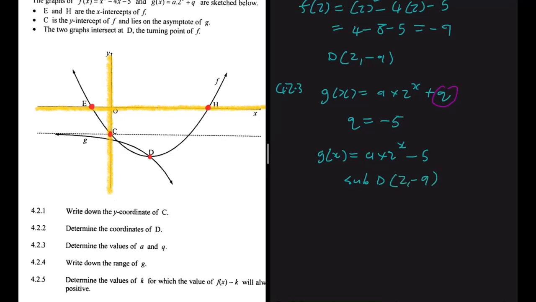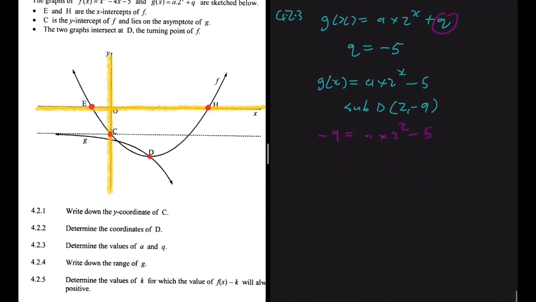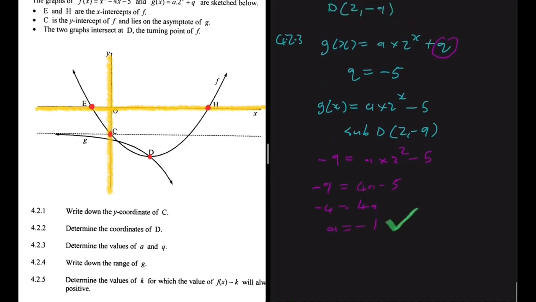If we substitute it, we shall get minus 9 is equal to a multiplied by 2 to the 2 minus 5. So minus 9 equals 4a minus 5. So minus 4 is equal to 4a. So a is equal to minus 1. So we have determined the value of a, and we have determined the value of q.